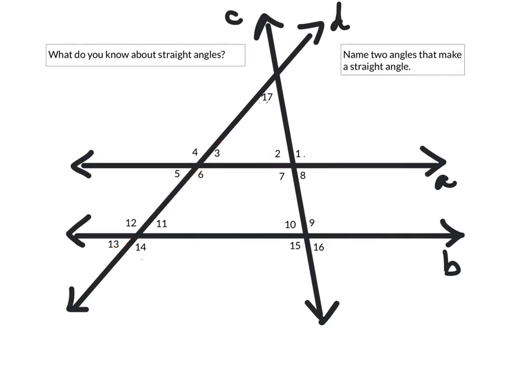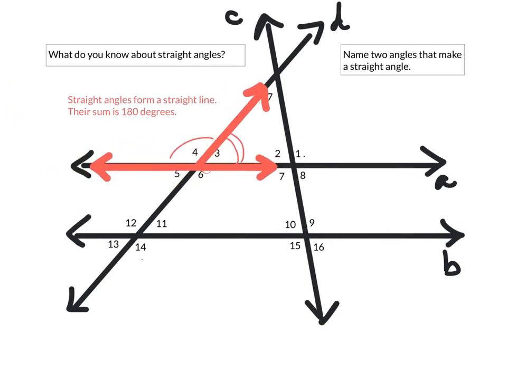Another thing I would like you to notice in this diagram are straight angles. There are lots of them. What do you know about straight angles? All right, hopefully you remembered that straight angles form a straight line. So here, angle 4 and 3, for example, are examples of a straight angle. They are right next to each other and they form a 180-degree angle. Now looking at this diagram, please find at least one other pair besides angle 4 and angle 3 of angles that make a straight angle.